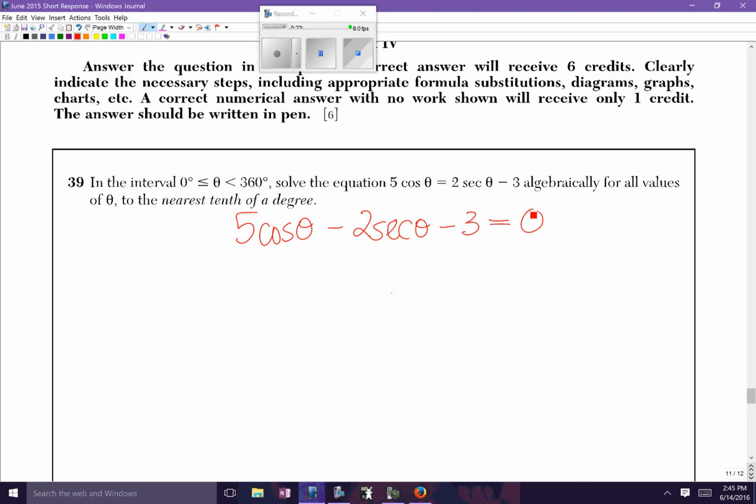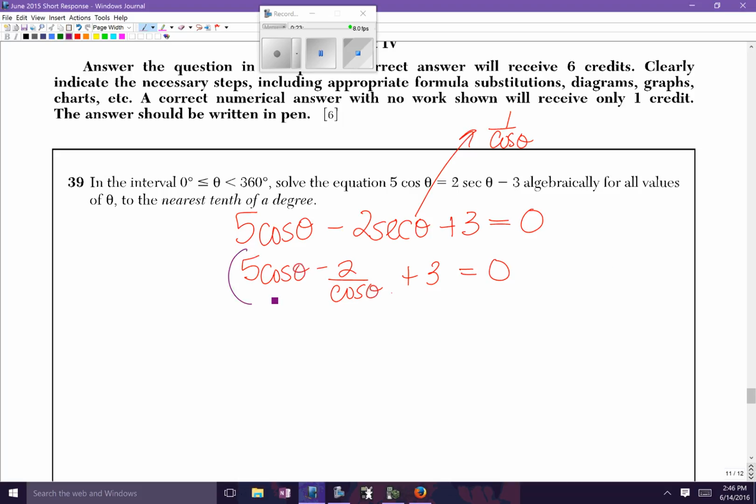Okay, well, oh, and that's a plus. Doesn't look very nice. I don't like that there's a cosine value and a secant value, so I'm going to get rid of the secant value by turning it into a cosine, right? Because secant is equivalent to 1 over cosine of theta plus 3. All right, so now we're making some progress.